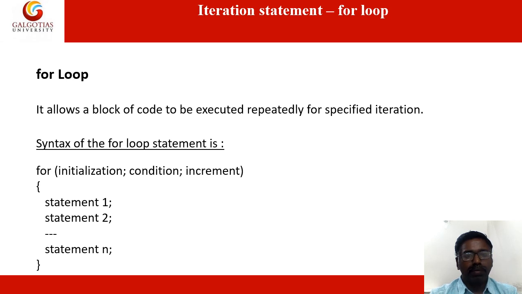Now, in the iteration statements, we are going to discuss the for loop. What is a for loop? It allows a block of code to be executed repeatedly for a certain specified number of iterations or times. Iteration means, for example, one time, two times, three times. The syntax of the for loop is given below. For, inside the round brackets, initialization, semicolon, condition, semicolon, increment. Inside the curly braces, we have a set of statements which need to be repeatedly executed.